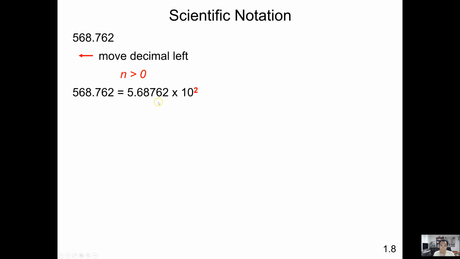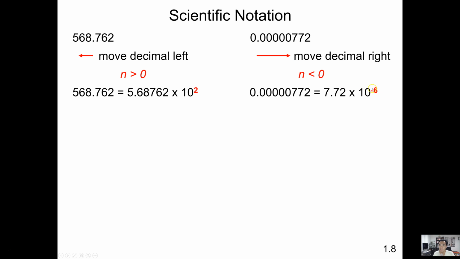Now what if you get something like 7.72? What would you pick between 1 and 10? The answer for that would be 7.72, and you're going to move the decimal point to the right. Because this number is already less than 1, the only possibility is to move the decimal point to the right: 1, 2, 3, 4, 5, and 6. So you would have 6. Because it's less than 1, you would have a negative 6 instead of a positive 6.